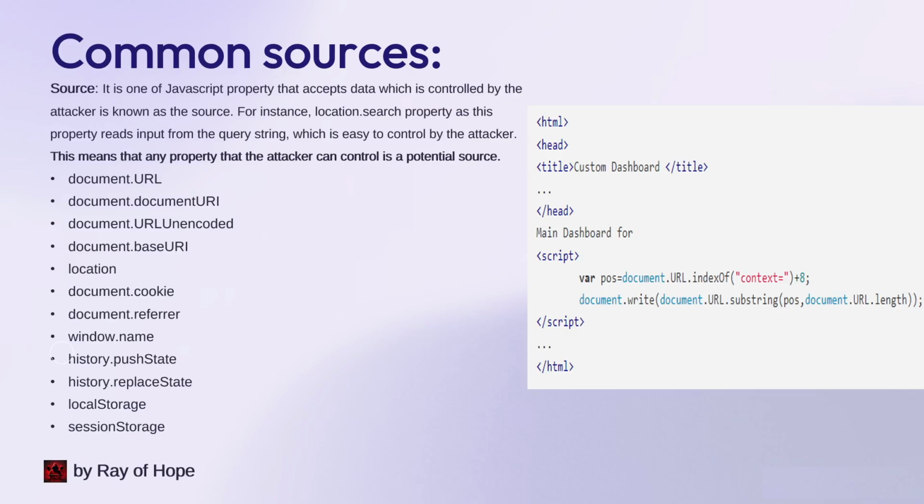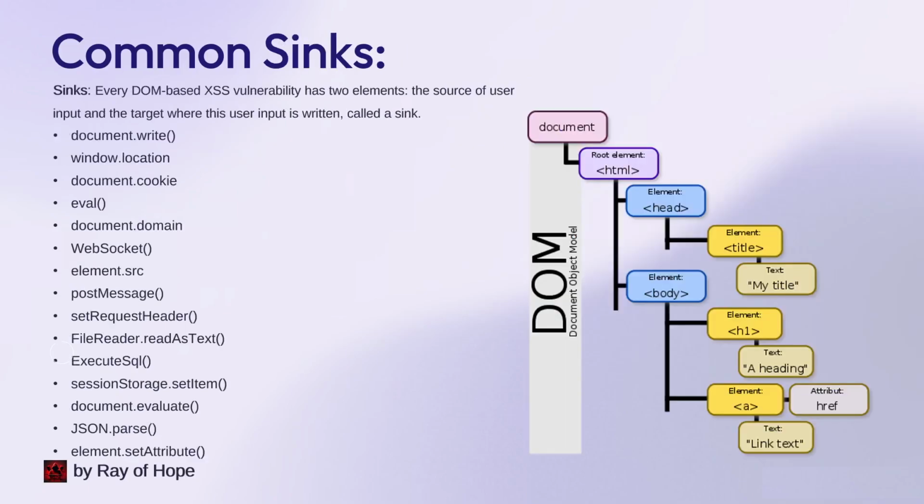Now I just talked about two things, source and sink. What does that mean actually? These are some common examples that I have mentioned: document.URL, document.URLUnencoded, document.baseURI, location, cookie, referrer, window.name, or whatsoever. These are some common sources. Now we have some sinks, which you can see over here.